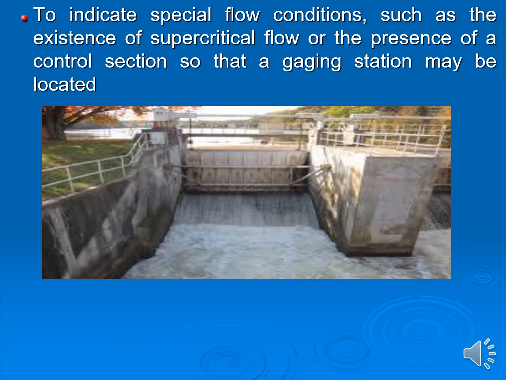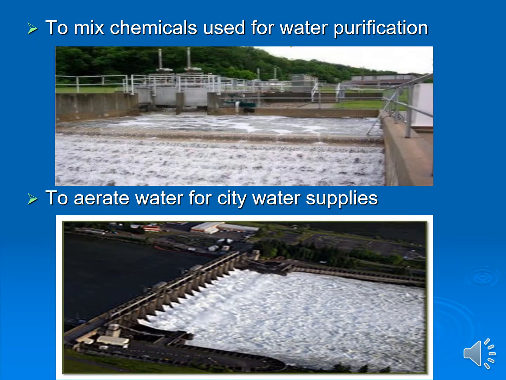Hydraulic jump is also used to indicate special flow conditions such as the existence of supercritical flow or the presence of a control section so that a gauging station may be located. And to mix chemicals used for water purification and to aerate water for city water supply.